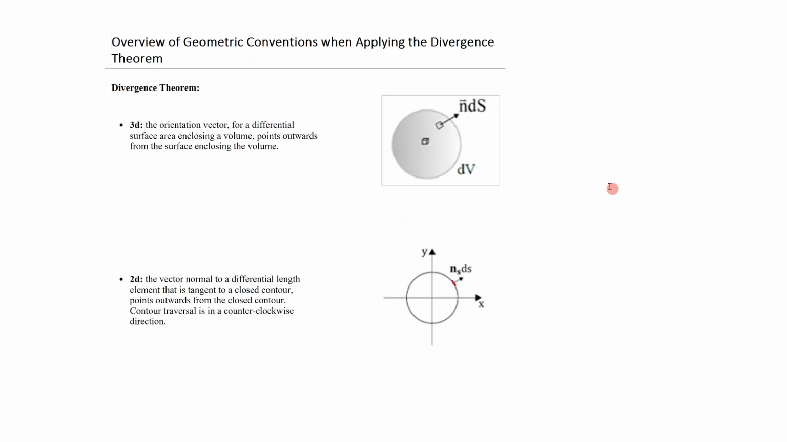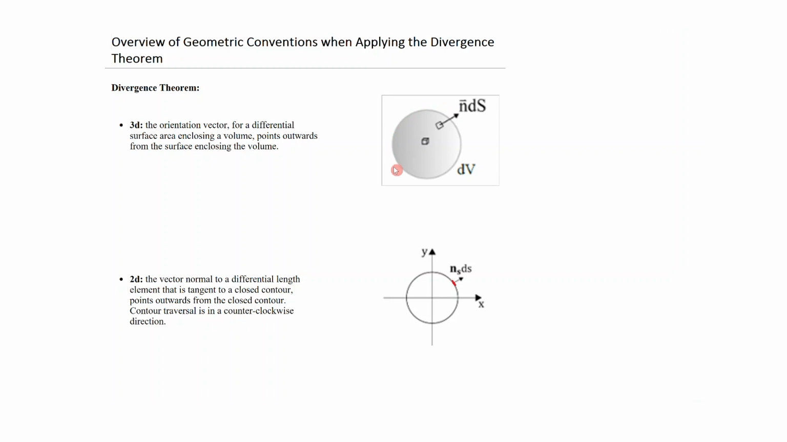Now let's look at a geometric overview of the different theorems, followed by the actual mathematical expressions. When we're looking at the divergence theorem, we're looking at two cases: the divergence theorem in 3D, and an equivalent to the divergence theorem in 2D. For the 3D case, the convention is as follows. We always talk about a closed surface.